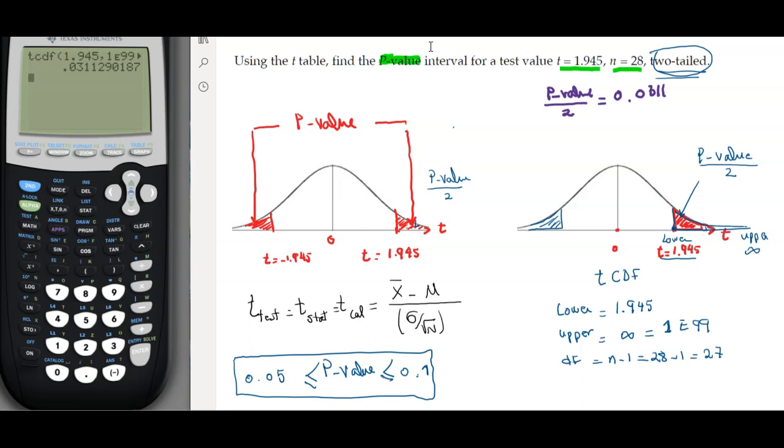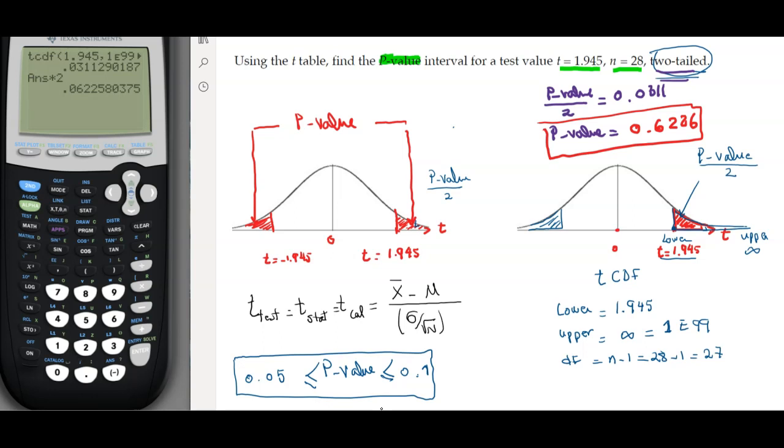0.0311. All right. So remember, you are getting only one of the tails, and because you are having two tails, you need to multiply it by 2. So p-value here will be equal to that value multiplied by 2. Just multiply the answer by 2 in the calculator. And that should give you 0.06226. All right. So this is the exact value that you are looking for.